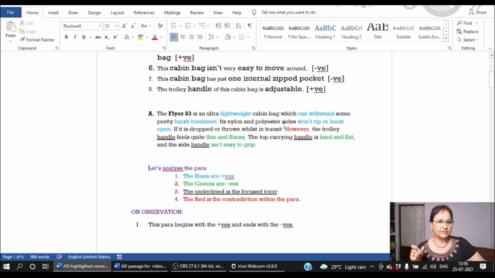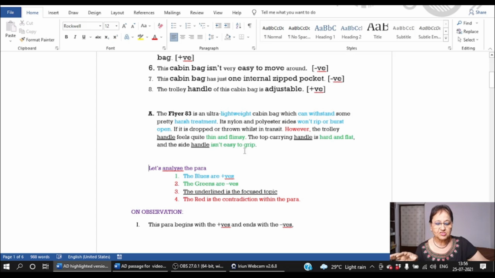Now, in a paragraph, when you get the word however, you need to watch out, because however is a word that gives a contradiction from the earlier mentioned information to the latter mentioned information. So however means in the earlier part we have got positives. Now we're definitely going to get negatives. So what's the negatives here? The negative is thin and flimsy, hard and flat, isn't easy to grip. Fine.